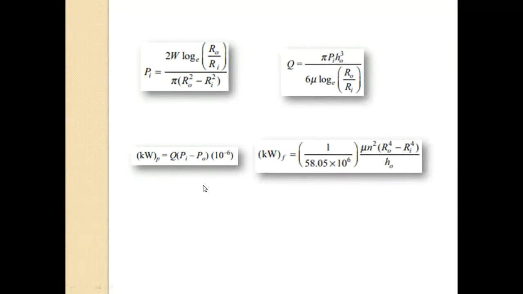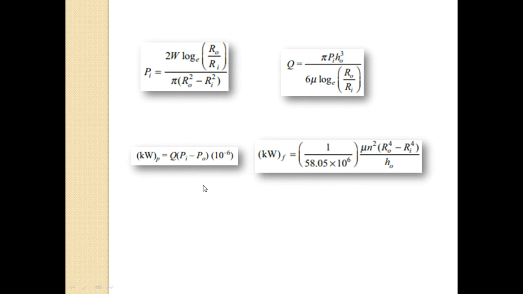That means we can say there is energy loss because of viscous friction. This energy loss by viscous friction is given by kW_f equal to 1 divided by 58.05 into 10 raised to 6, bracket complete, again multiplied by mu into n square into bracket rho raised to 4 minus ri raised to 4 divided by h naught.